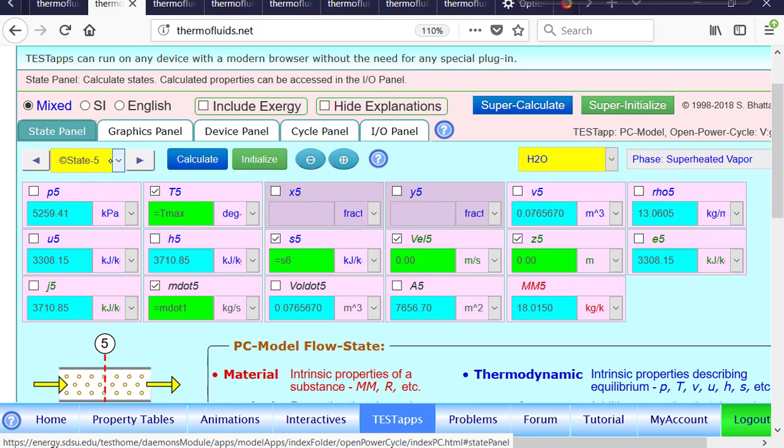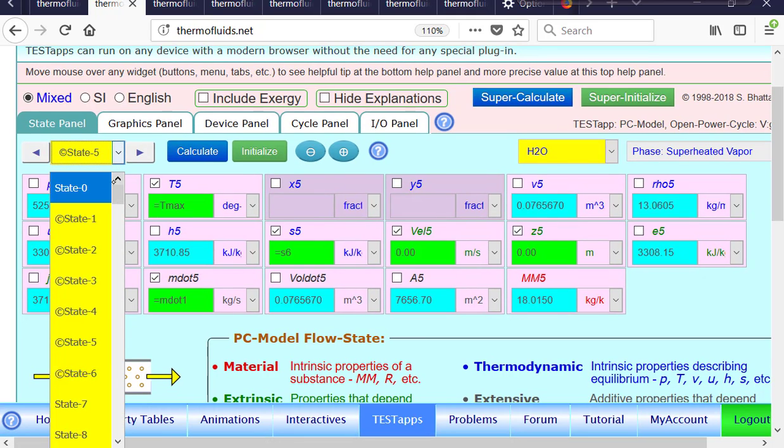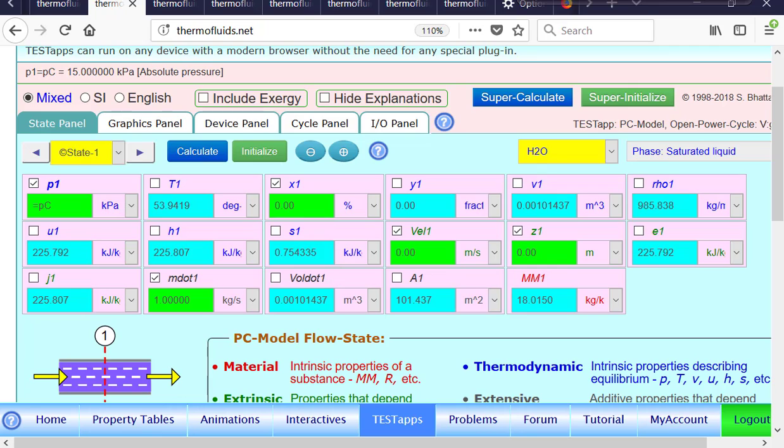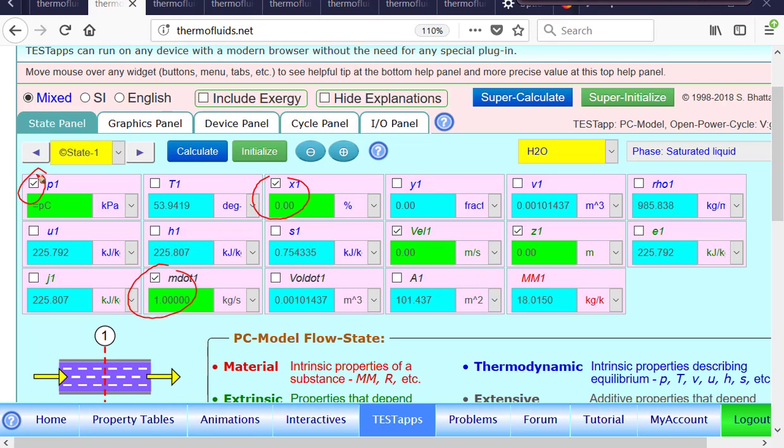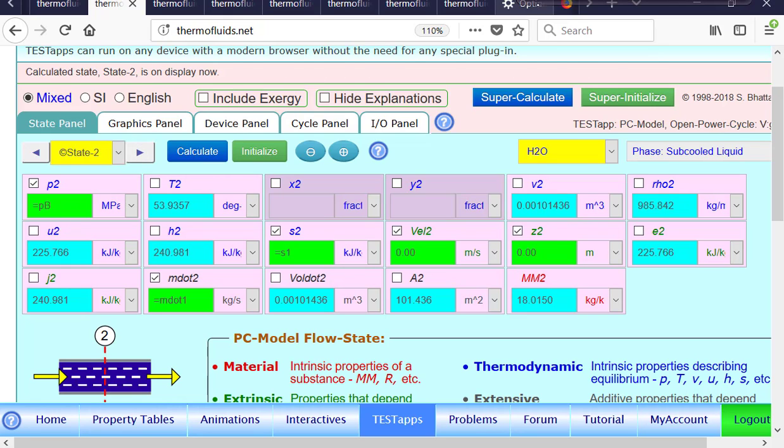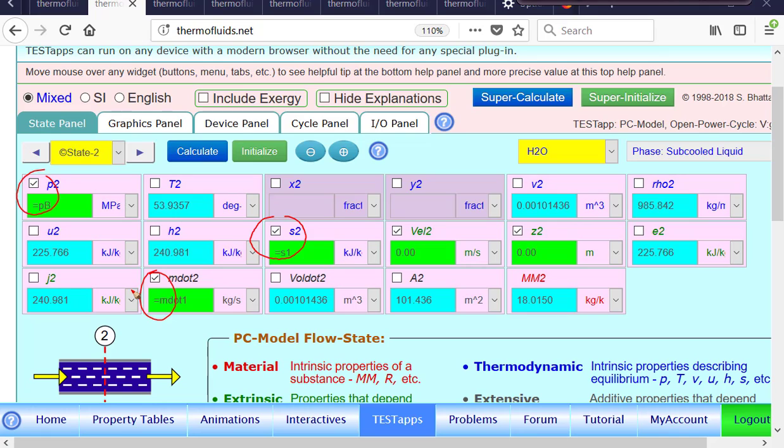If you go to the state panel, let's start from state 1. As you can see, state 1 is the pump inlet. So pressure is the same as condenser pressure. And as you can see, the quality is 0, and the mass flow rate I set to 1 kg per second. So therefore, these three properties are enough to find the entire state. So state 1 is found. State 2 is simply isentropic, and the pressure is the pressure of the boiler, isentropic to state 1, so S2 equals S1. Of course, the mass flow rate doesn't change, and that produces our state 2.